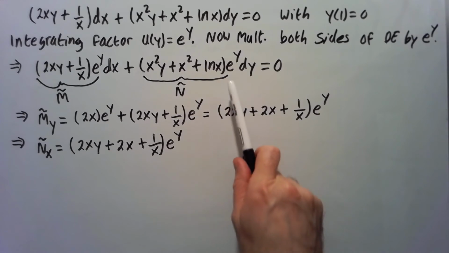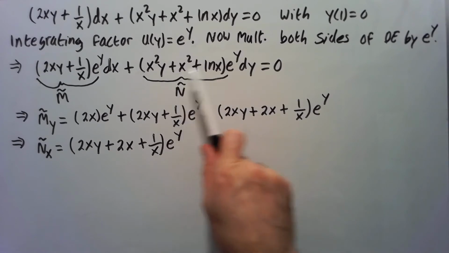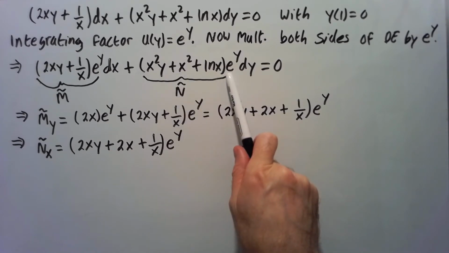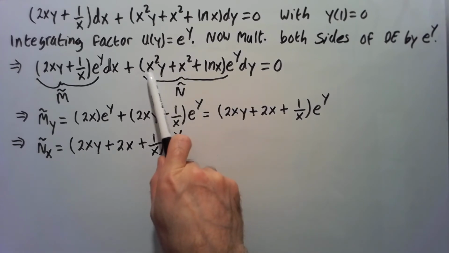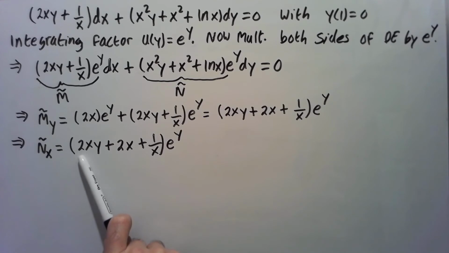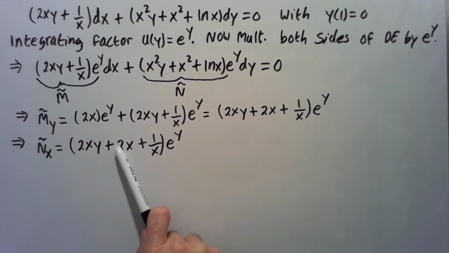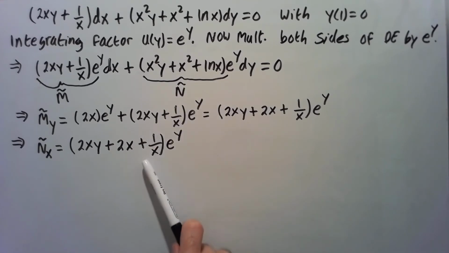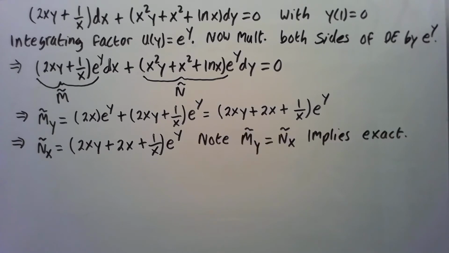So this guy, well, you don't need to use a product rule because e to the y is a function of y, not a function of x. So it'll be the derivative of this with respect to x. So the derivative of x squared y with respect to x would be 2xy. Then the derivative of ln x would be 1 over x, plus 2x, times e to the y. You can see these are the same now, so it's exact. So hence we can say that it's exact.